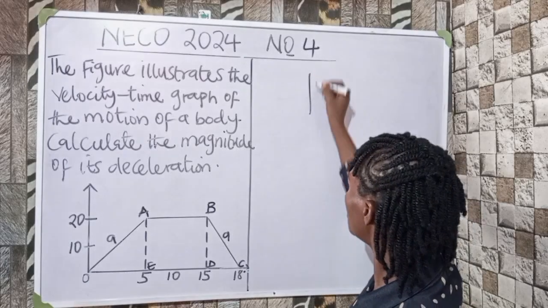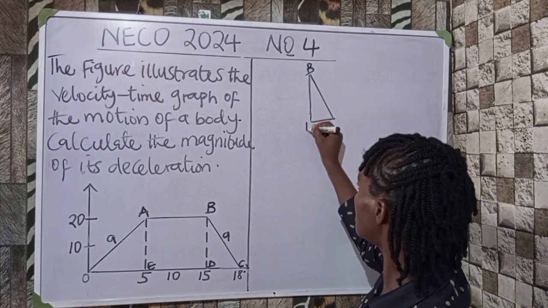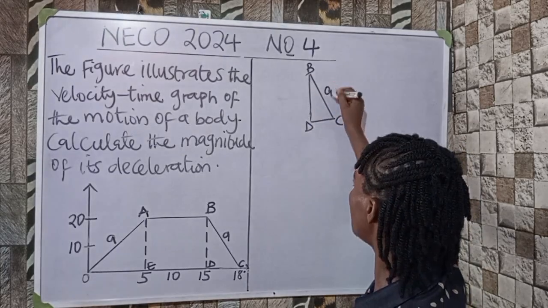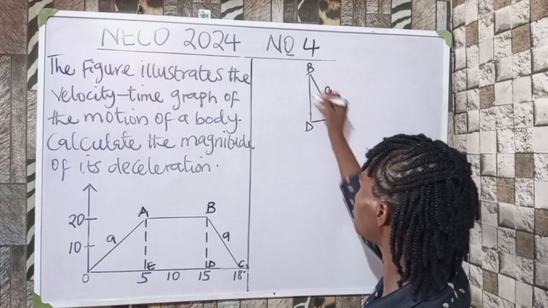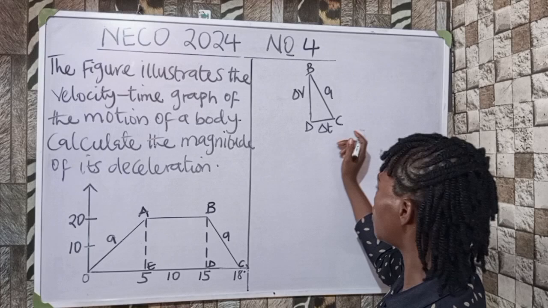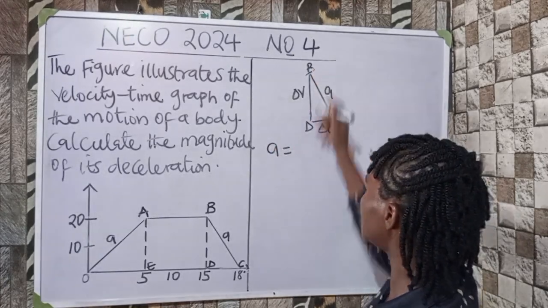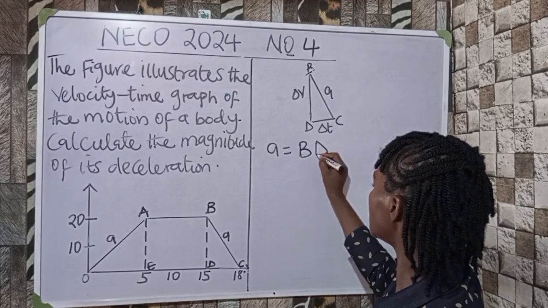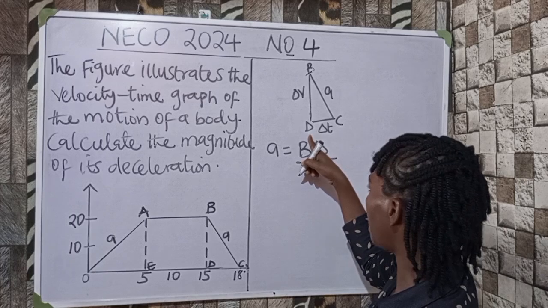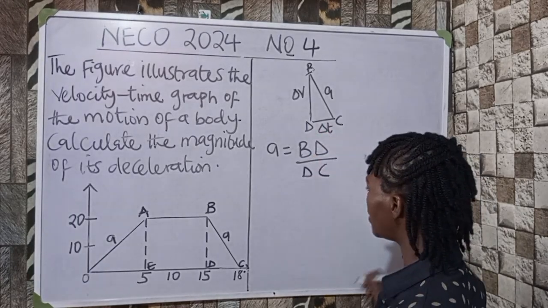Let me bring it out. We have this. So this is B, D, and C. And deceleration is change in velocity over change in time. This is change in V, while this is change in T. Okay? So for us to get it, we are going to say the difference between B and D, that is BD, all over, because it's a negative of acceleration, I'm going to go opposite of what I have, which is supposed to be DC. I hope you understand.